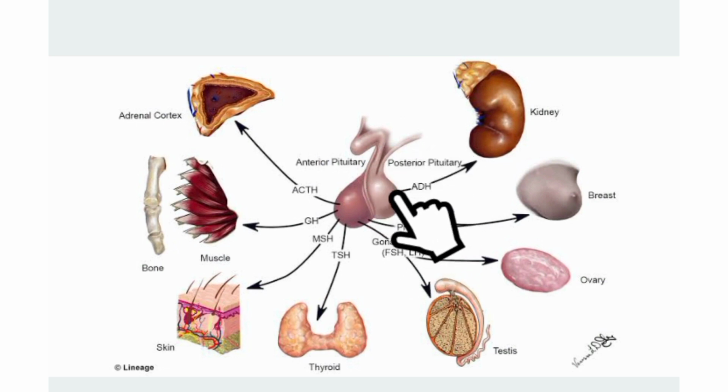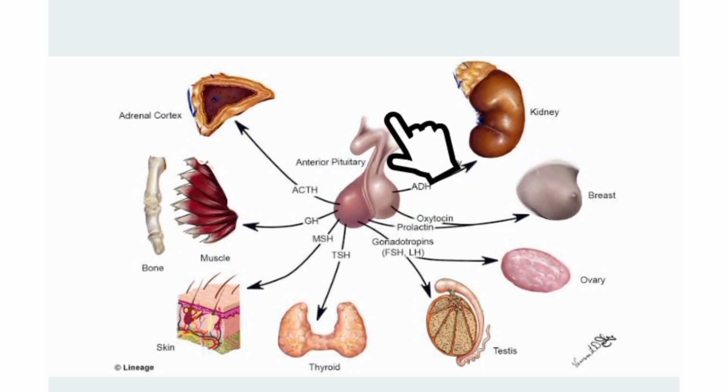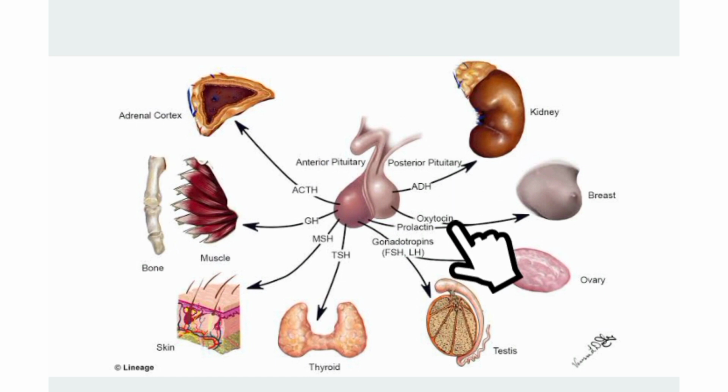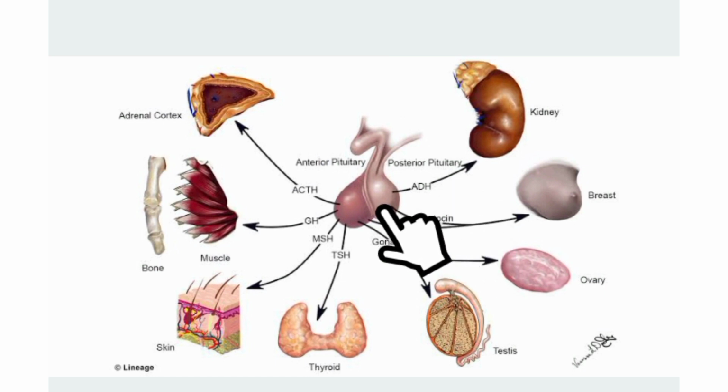So we said that the pituitary gland is a small pea-sized gland which is located just below the hypothalamus. Here we have the hypothalamus, just below the hypothalamus we have the pituitary gland, and it is divided into two parts, that is the anterior pituitary and the posterior pituitary gland. The posterior pituitary stores two hormones, that is antidiuretic hormone and oxytocin, which come from the hypothalamus by means of nerve fibers.